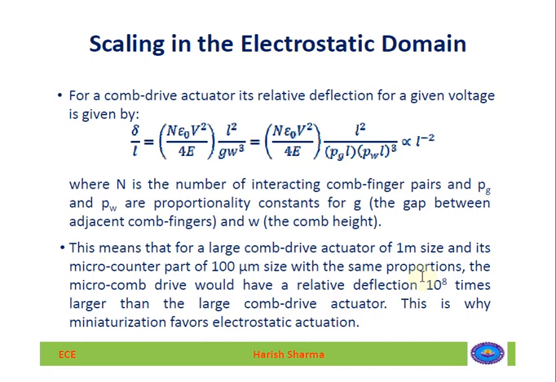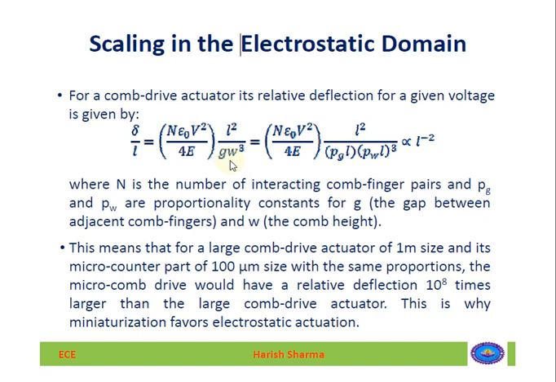For a comb drive actuator working on the electrostatic principle, its relative deflection for a given voltage is given by delta upon L, which equals n epsilon naught V square upon 4E multiplied by L square upon G W cube, where n is the number of interacting comb fingers, epsilon naught is a constant, V is the applied voltage, E is the Young modulus, L is the length of the fingers, G is the gap between adjacent comb drive fingers, and W is the width of the fingers.